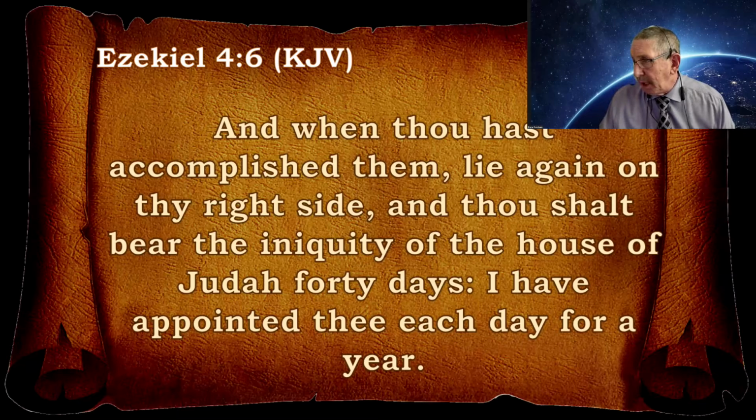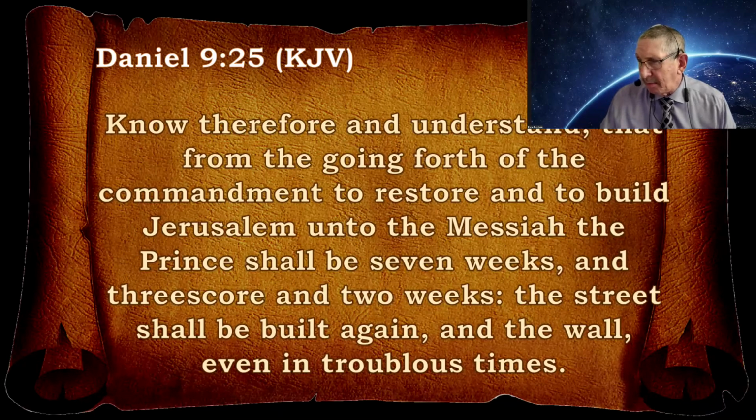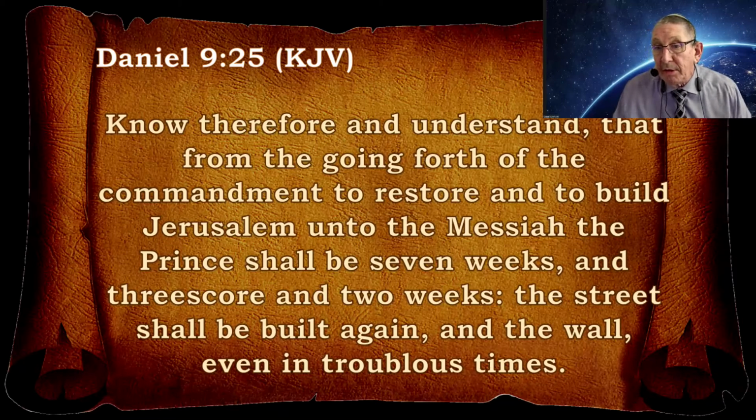So to finish off Daniel, go back to Daniel 9, again this timing. Daniel 9:25: "Know therefore and understand, that from the going forth of the commandment to restore and to build Jerusalem unto the Messiah the Prince shall be seven weeks and threescore and two weeks; the street shall be built again, and the wall, even in troublous times."